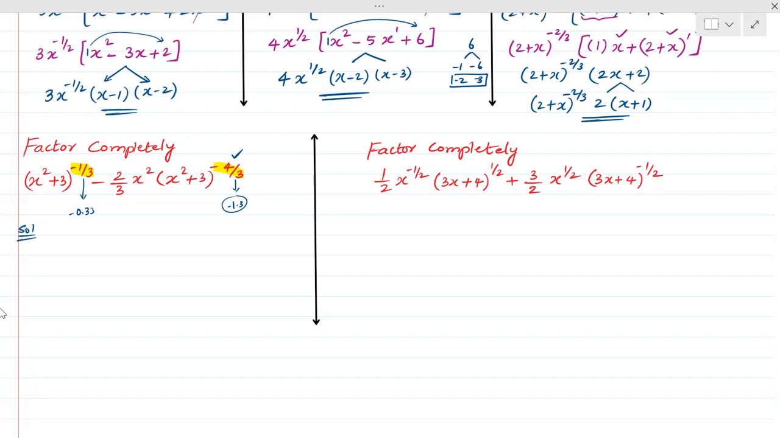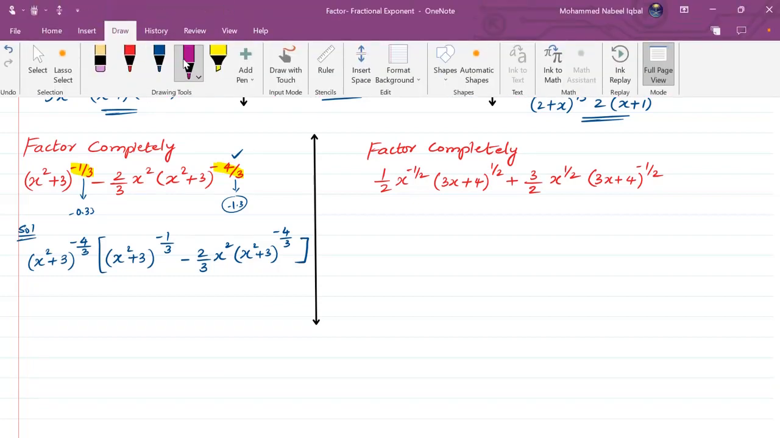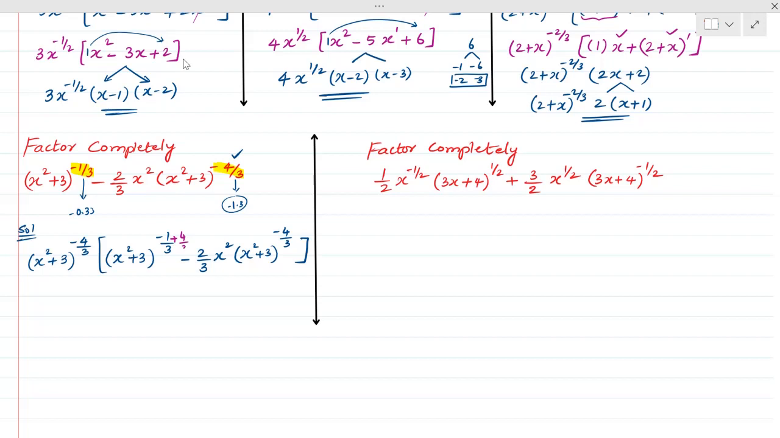So what is a common factor? x square plus 3 to the power minus 4 over 3. So I have to add because we have taken minus. So what happened? Let us check. x square plus 3 to the power minus 1 over 3 minus 2 over 3 x square plus 3 to the power minus 4 over 3. So what happened here? Since we have taken the minus outside, I have to add plus 4 over 3 here. Here also plus 4 over 3.